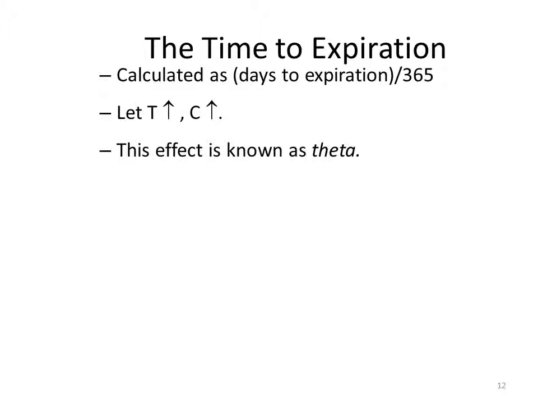The time to expiration can be calculated in several different ways. A simple approach is to simply take the number of days until expiration divided by the number of days in a year. As the time to expiration T increases, we expect the call premium to similarly increase. This effect is referred to as theta.